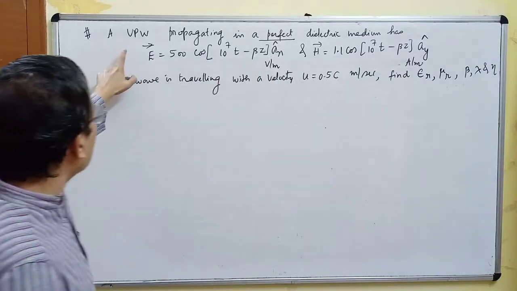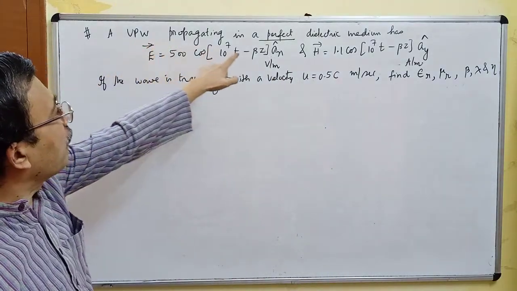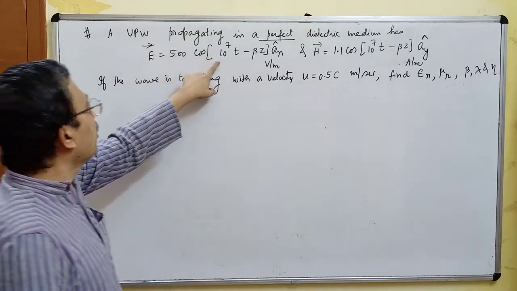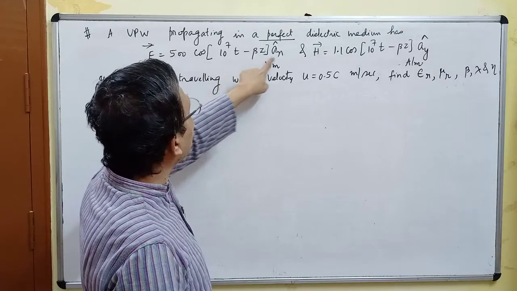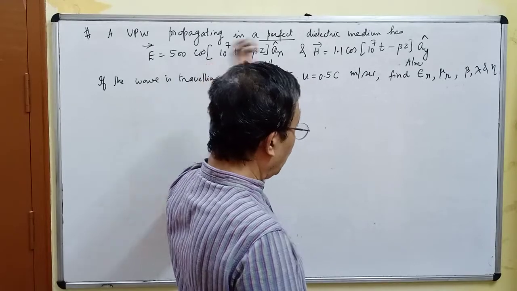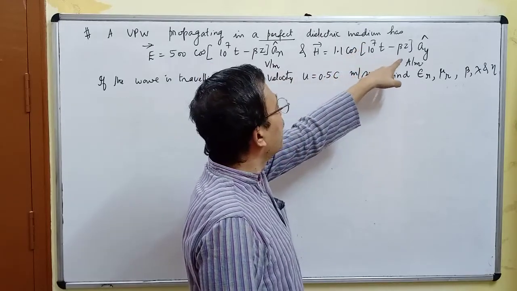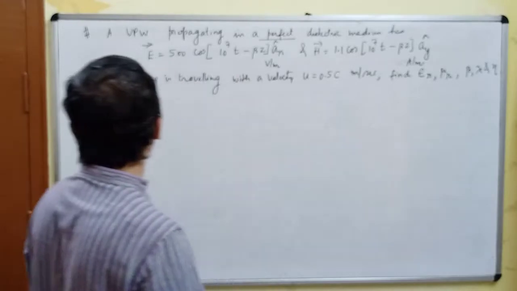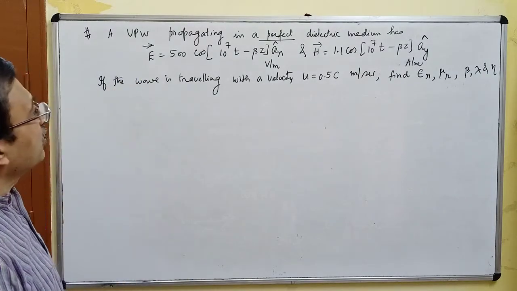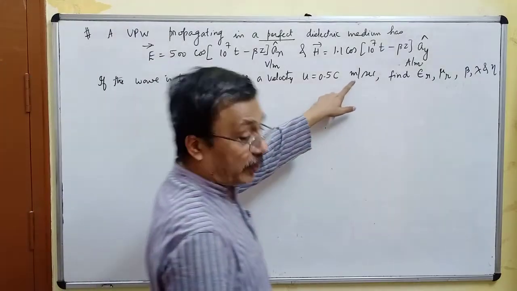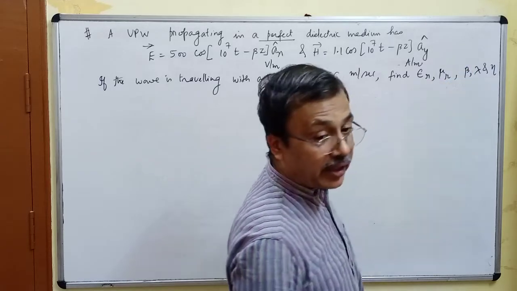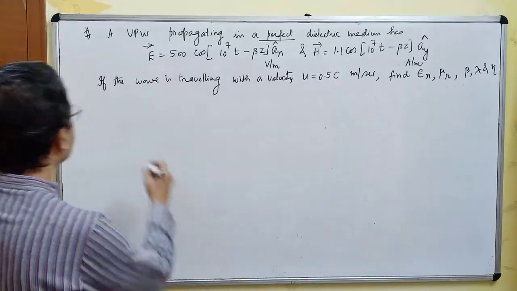Again I repeat. A uniform plane wave propagating in a perfect dielectric medium has vector E equals 500 cos of 10 to the power 7 into t minus beta z into ax cap volts per meter, and vector H is equal to 1.1 cos of 10 to the power 7 into t minus beta z ay cap amperes per meter. If the wave is traveling with a velocity u equal to 0.5 meters per second, find epsilon r, mu r, beta, lambda and eta. Very, very important problem. Solution.